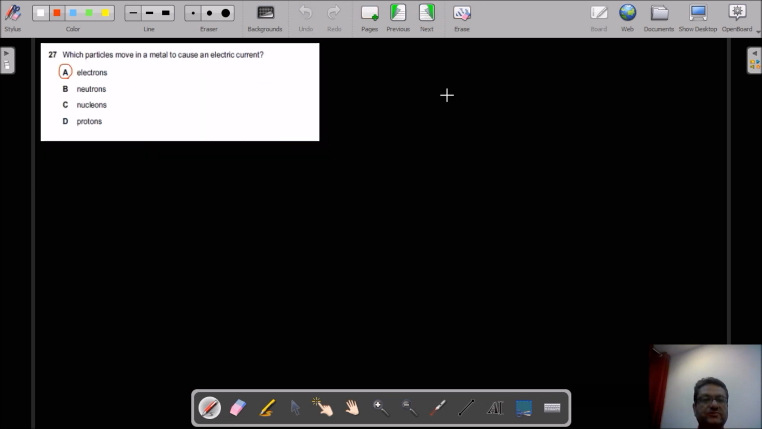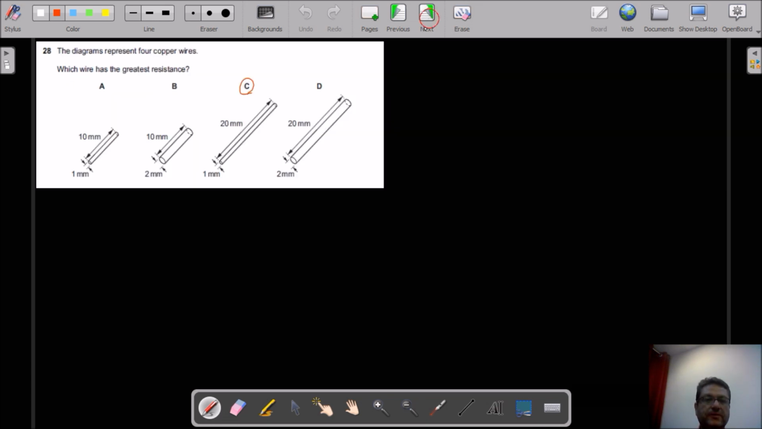Question 27, which particles move in a metal to cause an electric current? So it's clear, electron. Question 28, the diagram represents 4 copper wires. Which wire has the greatest resistance?